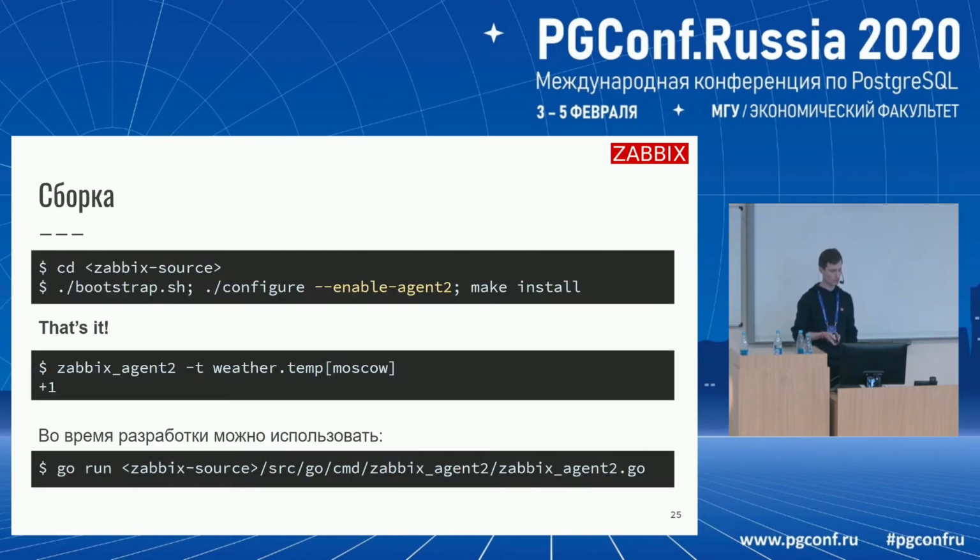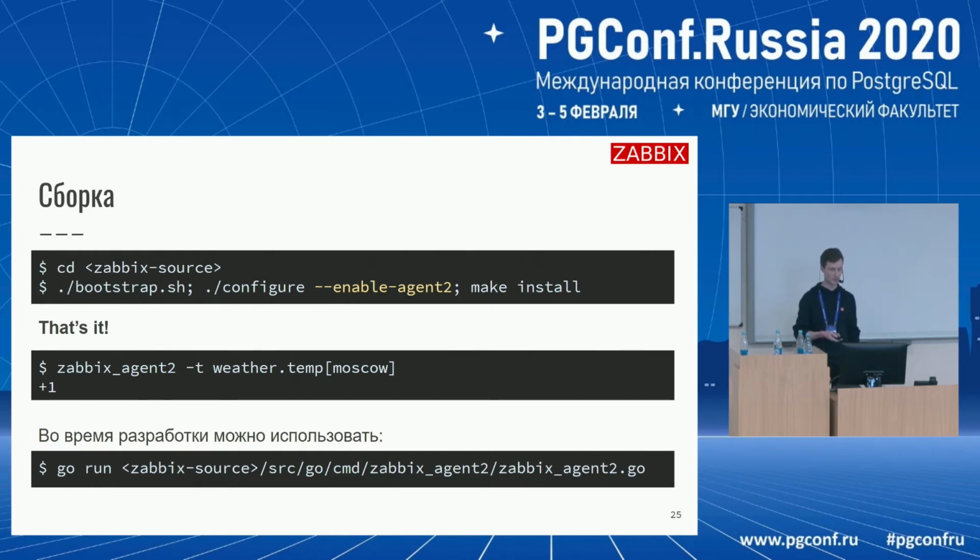We have to import our plugin. In order to compile our agent, we just have to add enable agent to option and run make. Once the compilation is over, we can run our plugin and check whether it works or not. So we give the Moscow parameter and then we get a response.